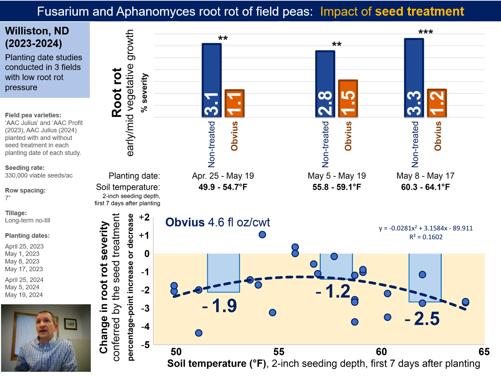Okay, and at any rate, what you can see right away is that the use of the fungicide seed treatment always reduced your root rot, always. But the root rot severity was at extremely low levels. Okay, you're reducing root rot severity from 3% down to 1 or 1.5%. I mean, these are really very, very low, almost negligible levels of root rot severity.